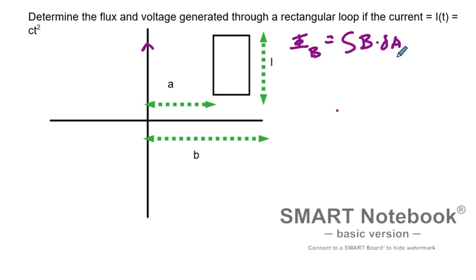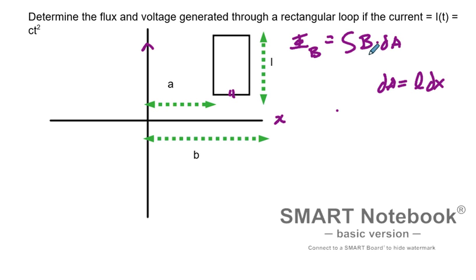Okay, well, first of all, let's look at dA. We'll use this variable here, we'll call this the x direction. So if we take an infinitesimal displacement in the x direction, that's going to be dx. And then, of course, our length here is length L. So our dA is going to be equal to L dx. So that's our derivative of the area.